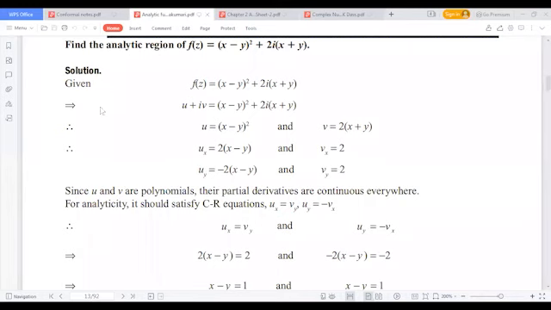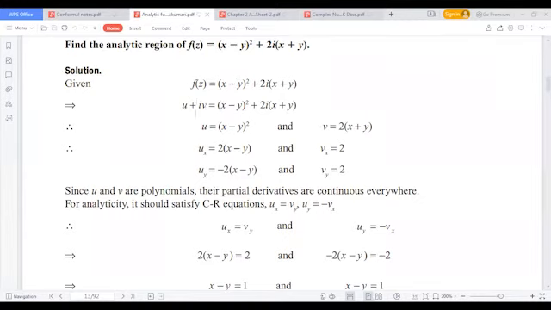Okay, another example. Find the analytic region of f of z equals to x minus y whole square plus twice i into x plus y. Here we are given a function of complex variable, f of z equals to x minus y whole square plus twice i into x plus y. This is the given function. Now we have to find out the analytic region. Okay, analytic, that means domain.